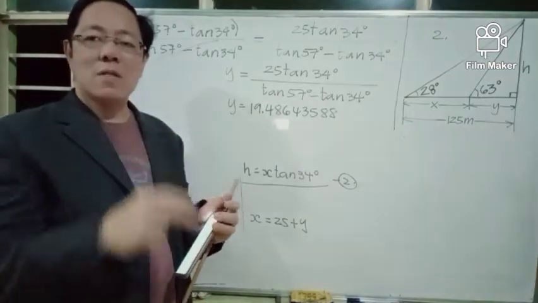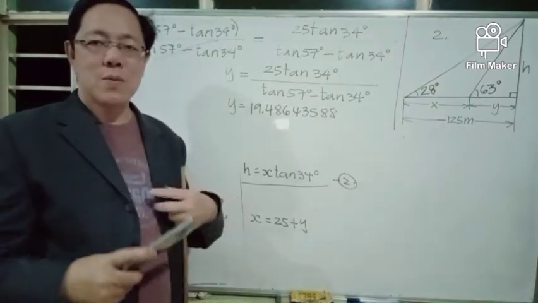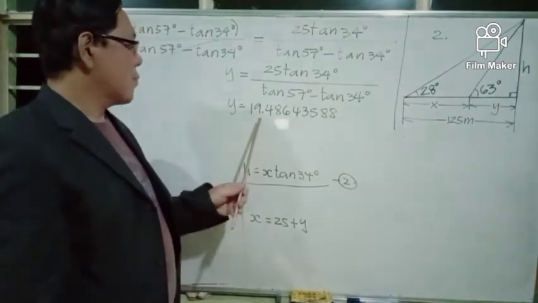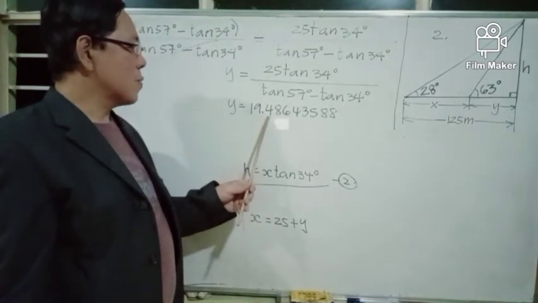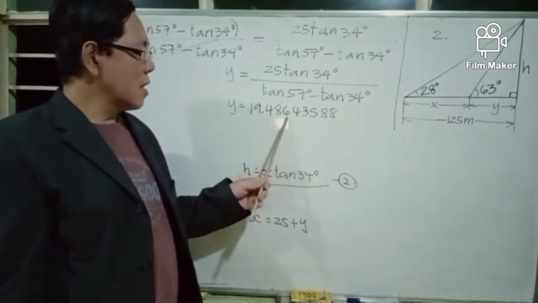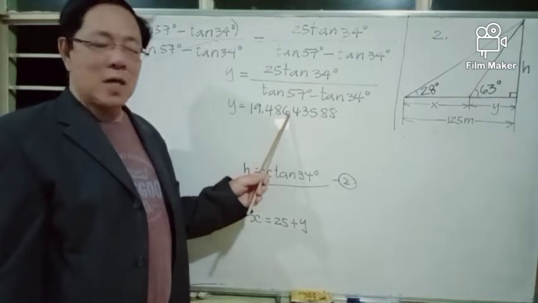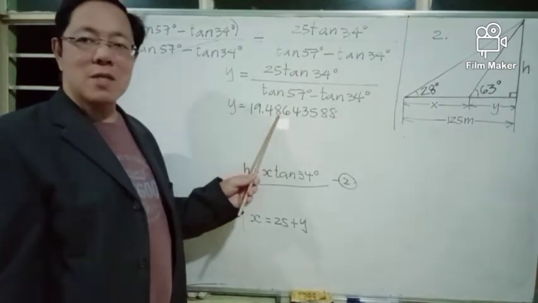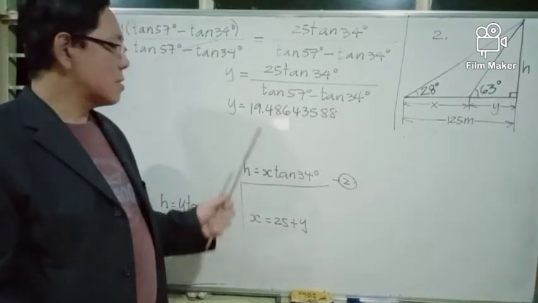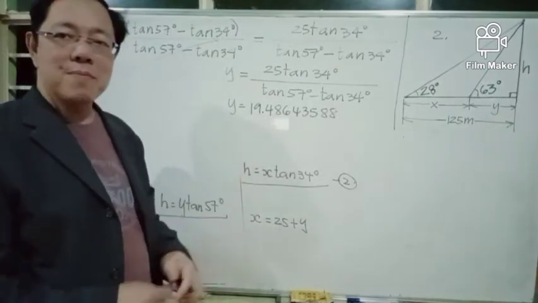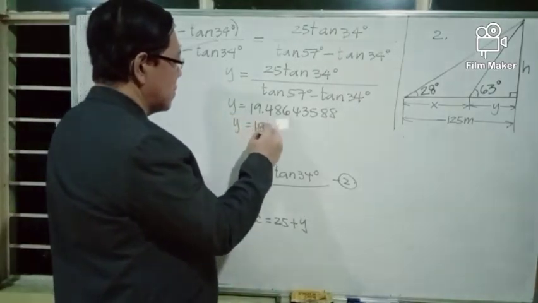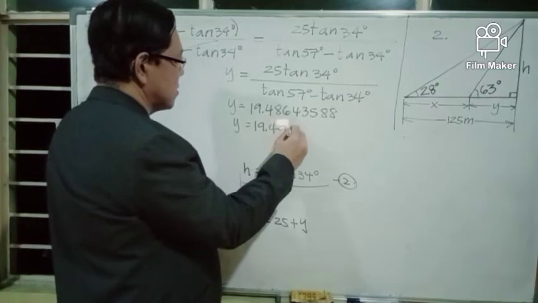Now we round off the answer to two decimal places. After the decimal point, you count 3, 1, 2, 3. The number to be rounded off is 6. Since 6 is more than 5, we add 1 to the preceding digit 8, and we get 8 plus 1 is 9. So y is 19.49 meters.